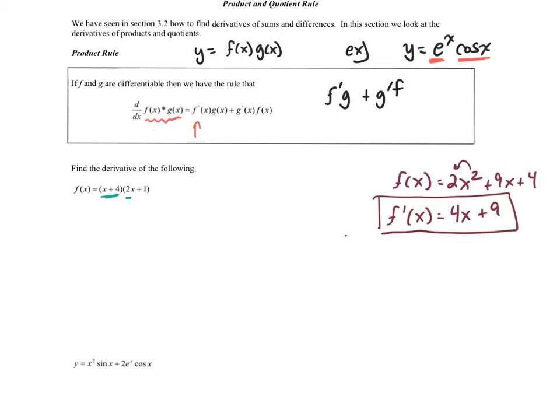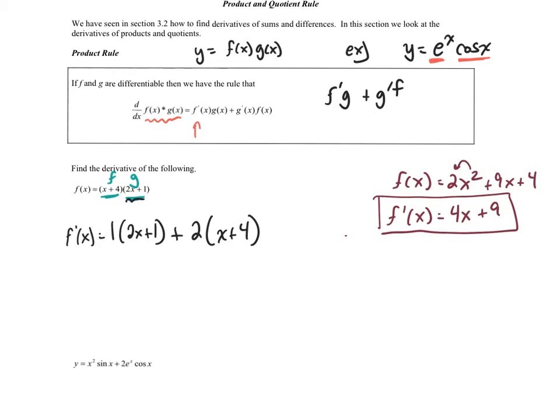So we have two functions multiplied together. This first one is f and this second one is g. To find the derivative of this entire function, the derivative of x plus 4: the derivative of x is just 1, and the derivative of 4 goes away. Times the second function, 2x plus 1. And then plus the derivative of the second function. Now the derivative of 2x plus 1 is 2. The derivative of 2x is 2 and 1 goes away. Times the first function, which is x plus 4.